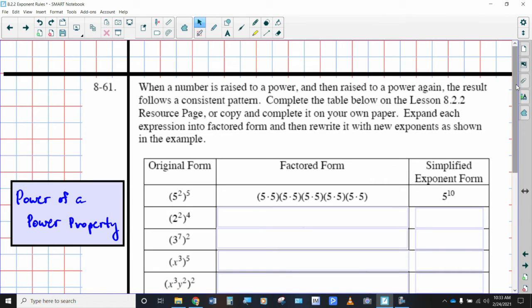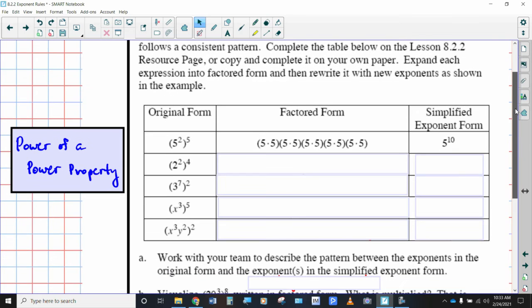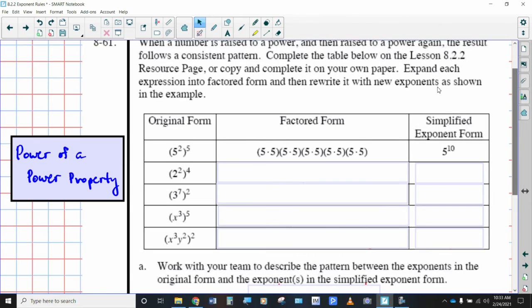All right, so just like we did at the beginning of lesson 8.2.1, I would like for you to take this and create this table. And then I want you to follow this pattern here of expanding this out into factored form. So here you see 5 squared inside parentheses raised again to the 5th power. That means that this 5 squared has to be repeated 5 times, right? So 5 squared is 5 times 5, and we need 5 of those 5 times 5s. So you got 1, 2, 3, 4, 5 of them.